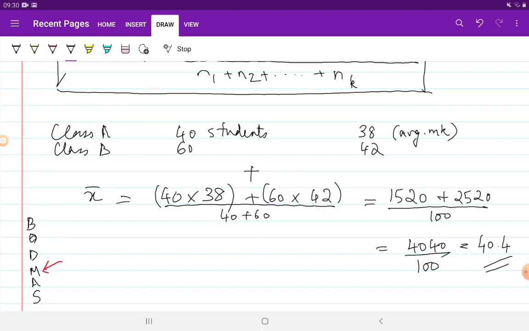Okay, in the assignment I'll give you more such problems, and once again remember, this relation comes in very handy when you are solving data or mathematical questions in competitive exams.